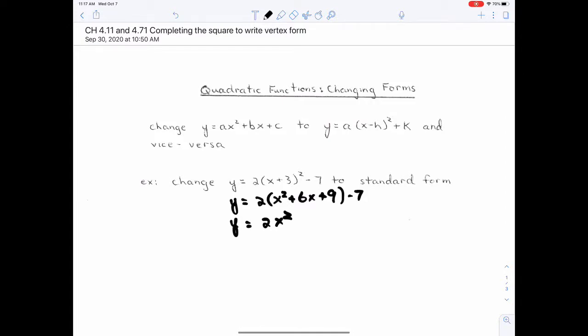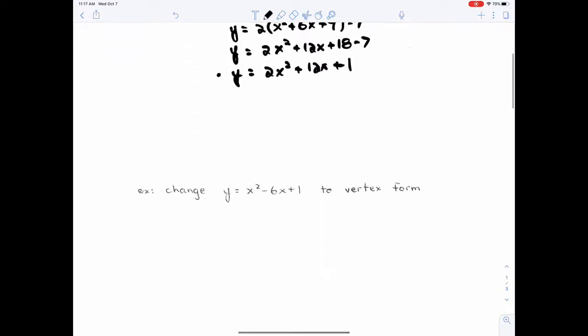And I didn't do it intentionally. A lot of times I make mistakes I have to go back and correct. Here I did it intentionally. I can't emphasize it enough. So that's 2x squared plus 12x plus 18 minus 7. Then y equals 2x squared plus 12x plus 11. If you graph this and then you graph this, you'll get the exact same thing. That's the simple one.